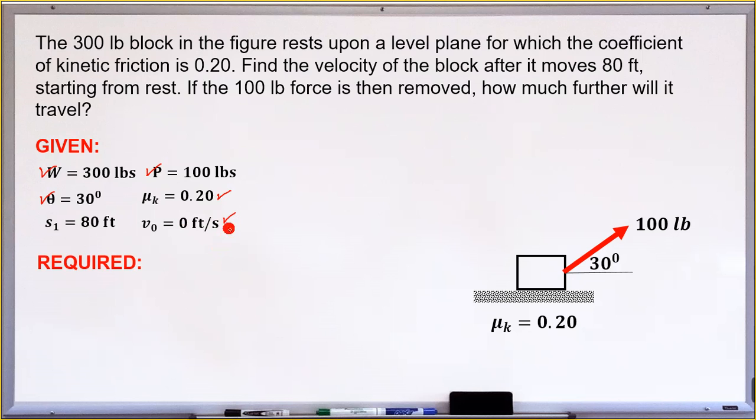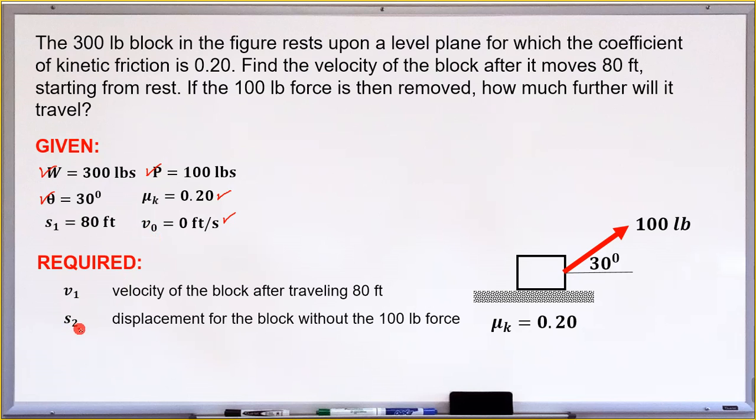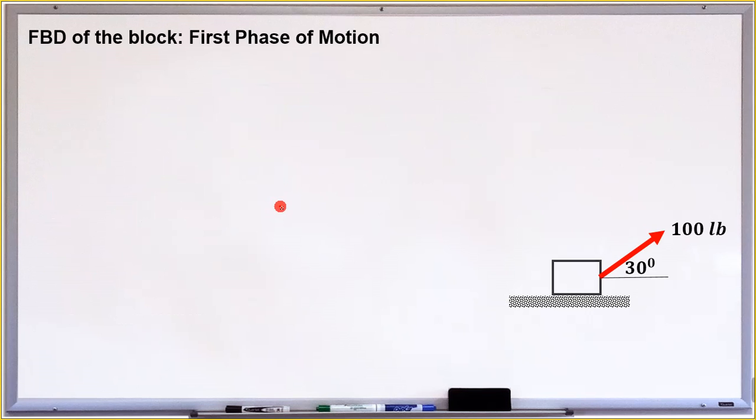So the requirements, I think we have two. First is the velocity of the block after traveling 80 feet. That is V1, not V2, because we start at V0, the initial position, so V1 is the next position. Then S2, that is the second displacement, the displacement for the block without the 100-pound force. So how much farther will it travel if we remove the 100-pound force? That is stated there. Okay? First thing to do, let us draw the FBD.